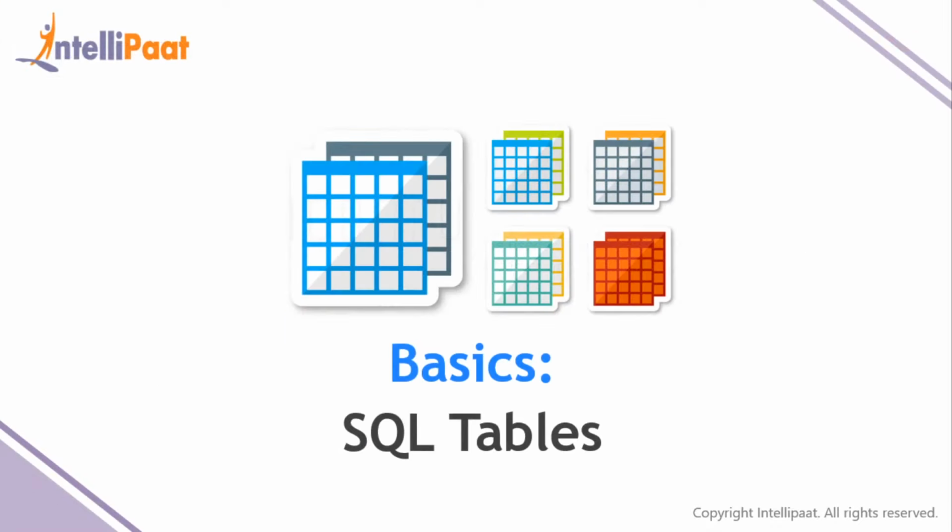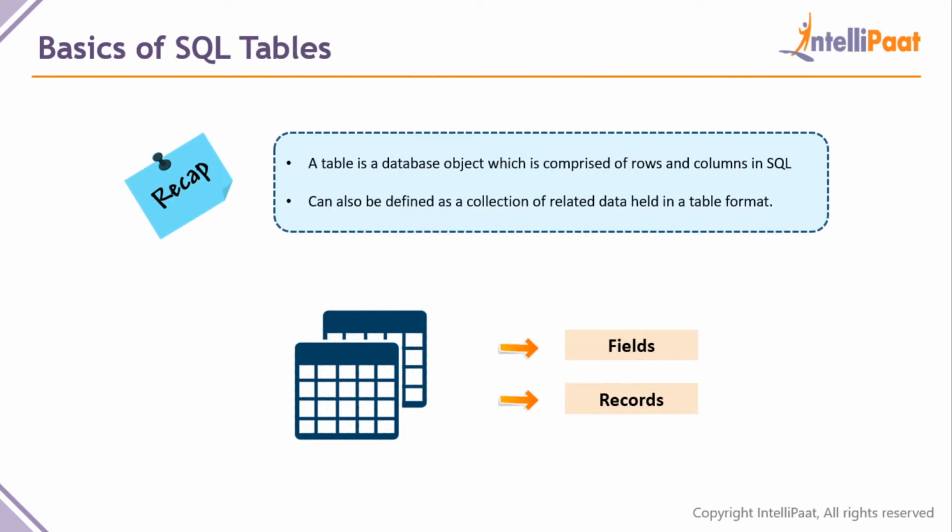On that note, we can check out the basics of SQL tables really quickly, guys. As I've already told you, let's have a quick recap. A table is basically a database object which is comprised of rows and columns in SQL. We already saw that it is the structured way of using data. It can also be defined as the collection of related data held in a table. It is related by the forms of keys, which I told you.